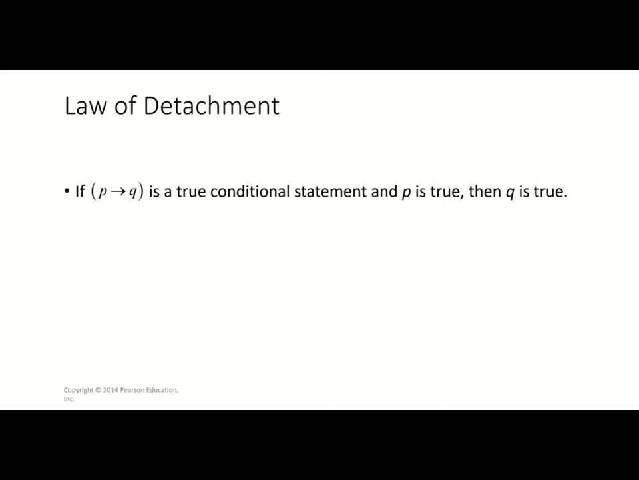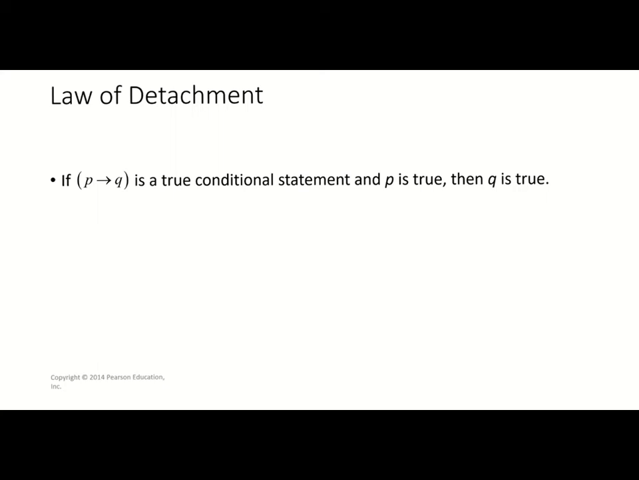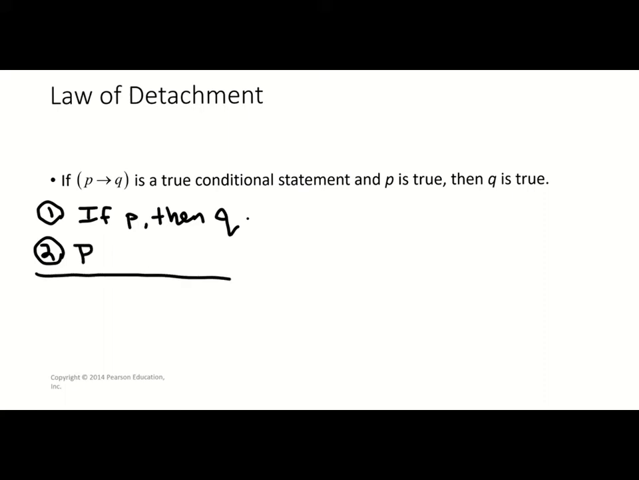You can write it different ways, but here's kind of how to look at it. You're going to start off with two premises and then a conclusion. The first premise is your conditional statement. So that is if P, then Q. Then for the second premise, they're going to repeat P. So they're going to talk about P in some form. And then the third part is you're going to have a conclusion, and that is going to be Q.